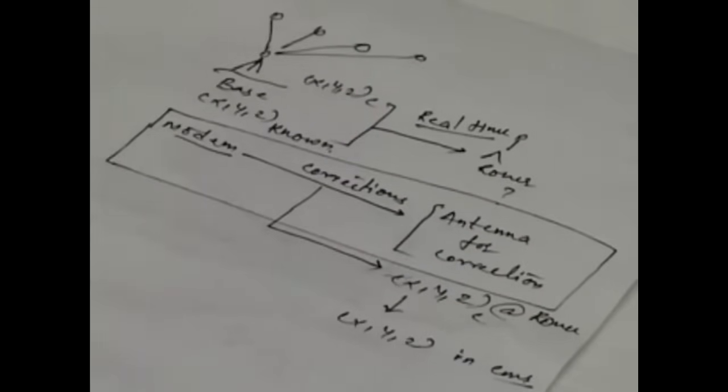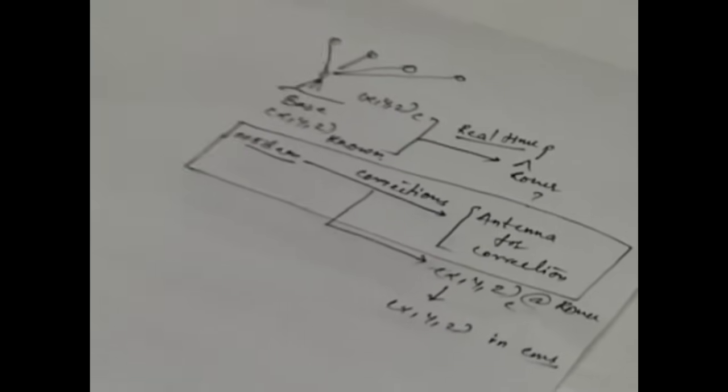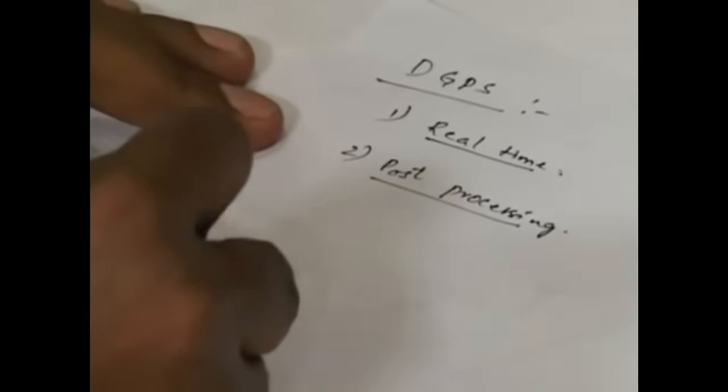DGPS, differential GPS. And regarding the post processing method, just place a receiver over the base and start the survey.